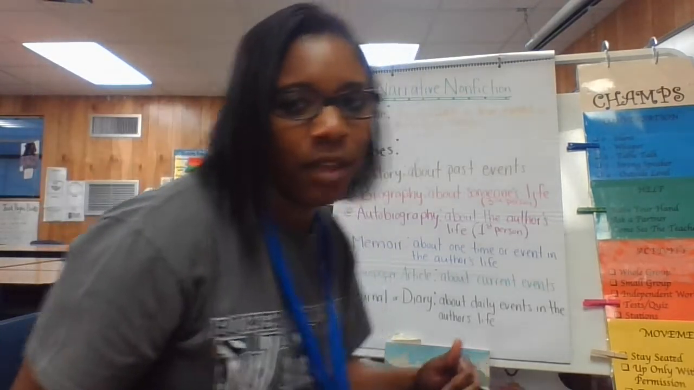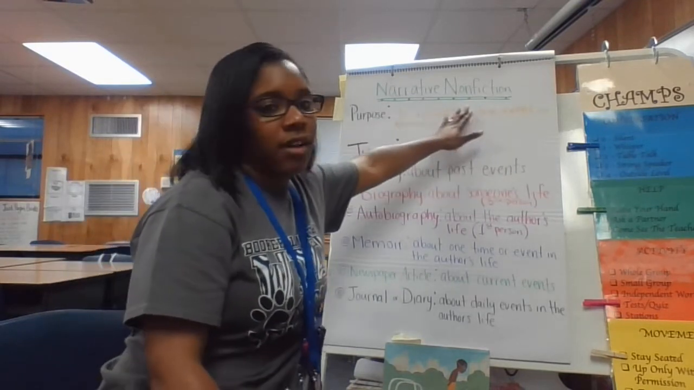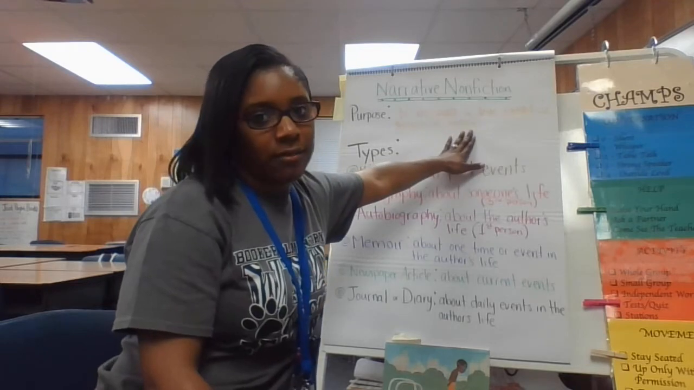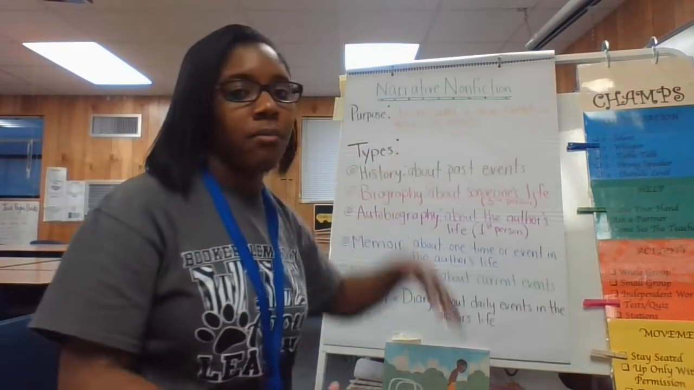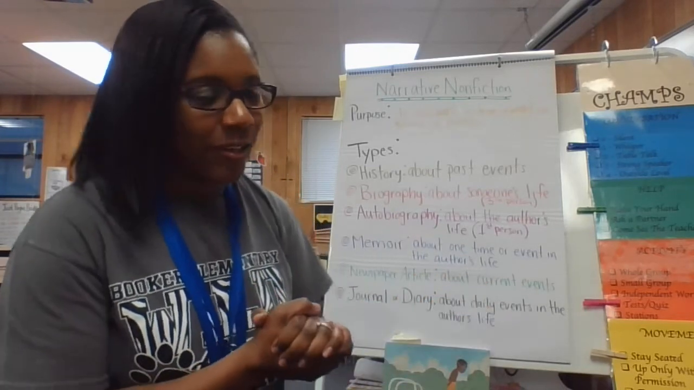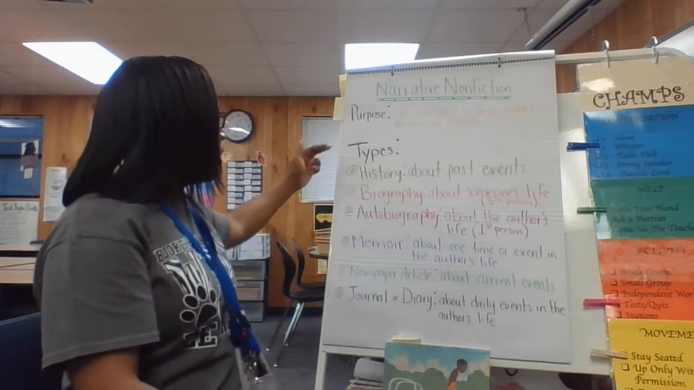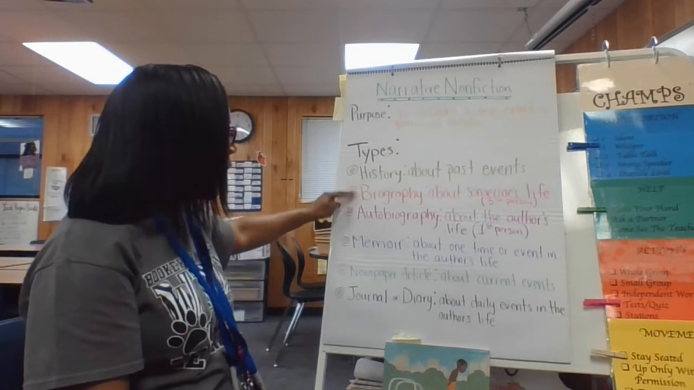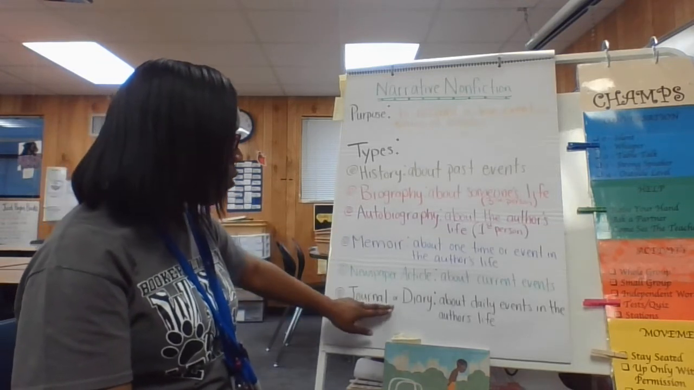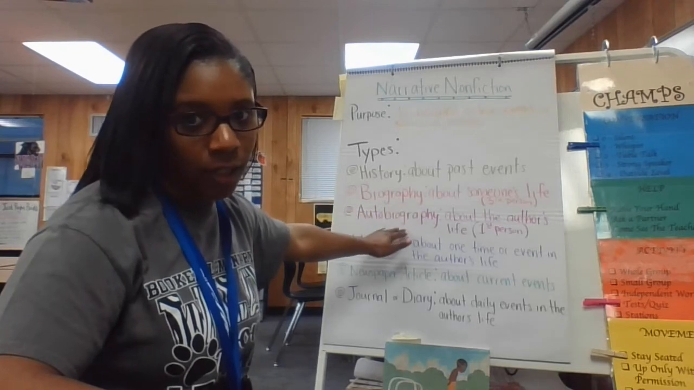This is going to be a quick video over narrative nonfiction. The purpose of narrative nonfiction is to recount true events or a series of events. All that means is it's talking about events and telling a story about events, whether that's current events or about someone's life. There are different types of narrative nonfiction. The first is history, then we have biography, autobiography, a memoir, newspaper article, journal, or diary. But what I really want us to focus on is the biography and the autobiography.